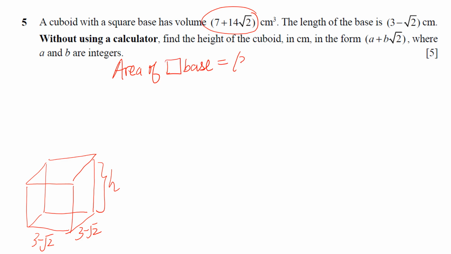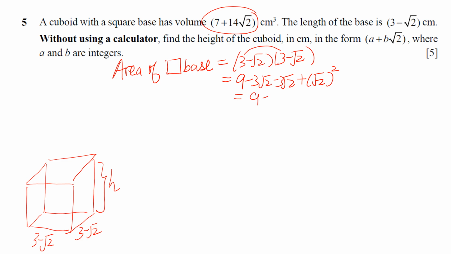Which is 3 minus square root 2 multiplied with 3 minus square root 2. Alright, that will give you 9 minus 3 square root 2 minus 3 square root 2 plus square root 2 multiplied with another square root 2. So that will give me 9 minus 6 square root 2 plus 2. That gives you 11 minus 6 square root 2.